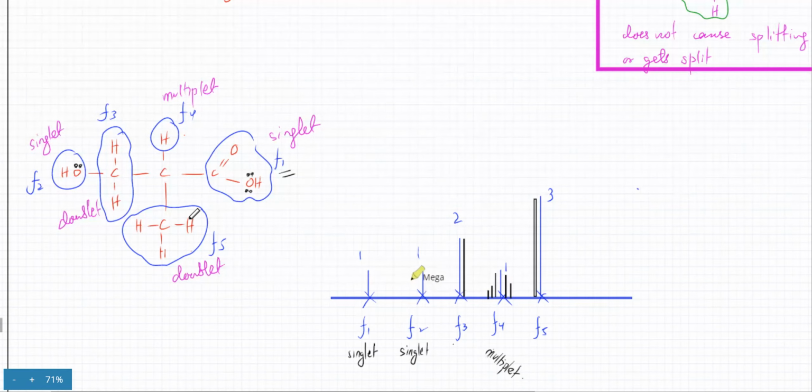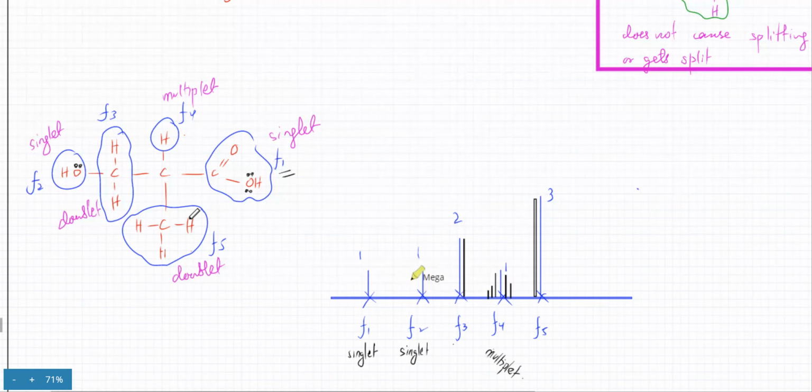So remember the splitting pattern. The rule is the n+1 rule. That if the neighboring carbon atom has 3 hydrogens, there would be a quadruplet peak. If the neighboring carbon atom has 2 hydrogens, it's going to be a triplet peak, and so on. So that's pretty much it about NMR spectroscopy. Okay? What I wanted to discuss now was about chemical shift.